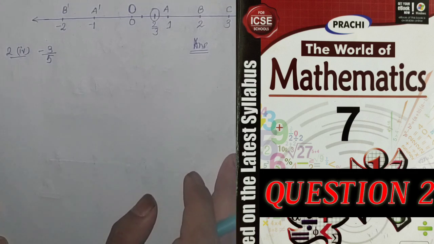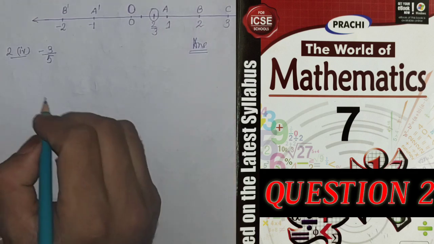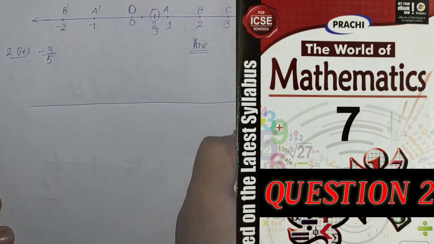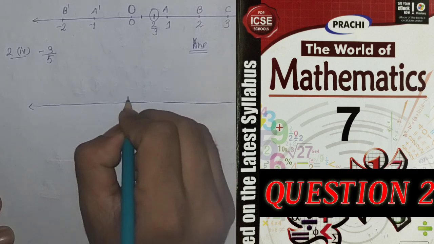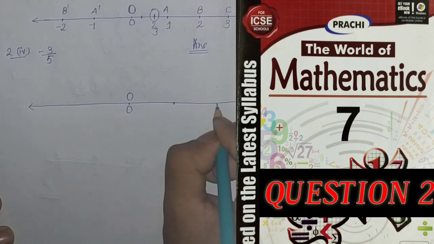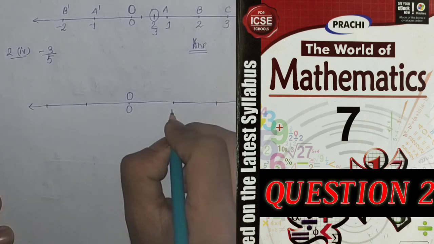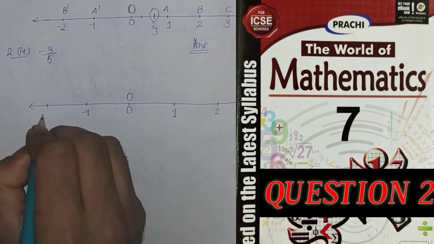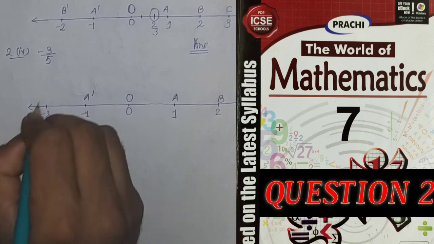Now move to the fourth question. Fourth question asks us minus 3 by 5. We have to represent this on a number line. In the same way we will draw a number line. This is a number line. We will mark here 0, and it is denoted by O. This side 1, 2 of the same length. This one 1, this one 2 will be 1 and 2 positive, and this side will be represented negatively. This is A and this point is B, this point is A dash and this point is B dash.